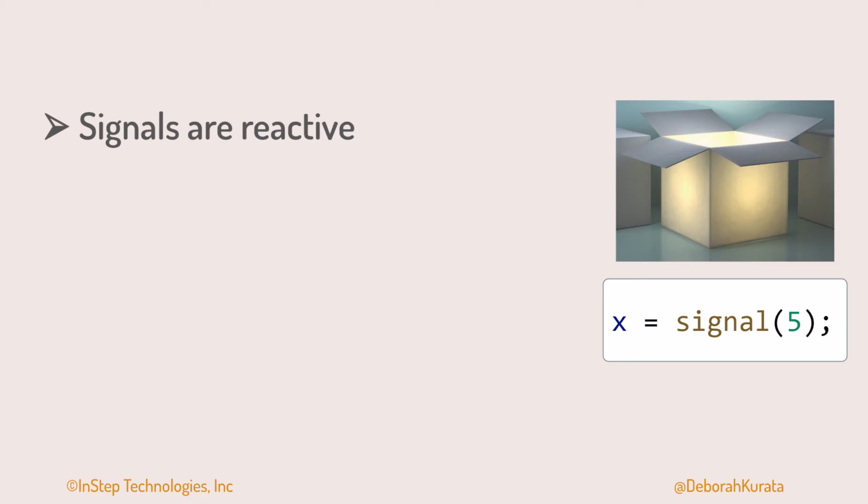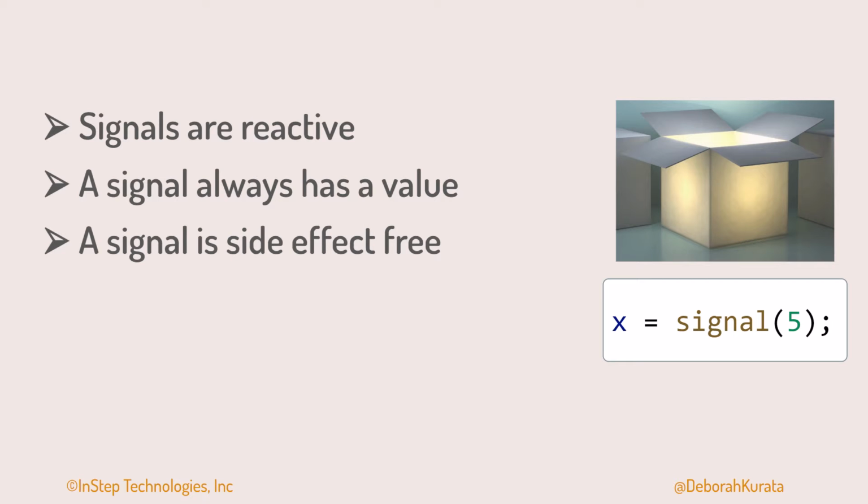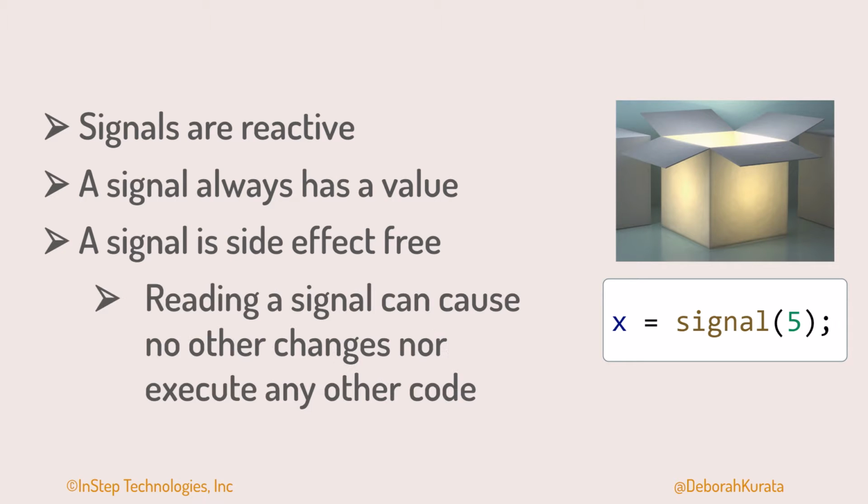They provide a notification when their value changes, making it easier for our code to react to those changes. A signal always has a value. We provide an initial value when creating the signal, and we can change that value, as we'll see shortly. A signal is side effect free, meaning that reading a signal can cause no other changes nor execute any other code. So that's the why and the what.